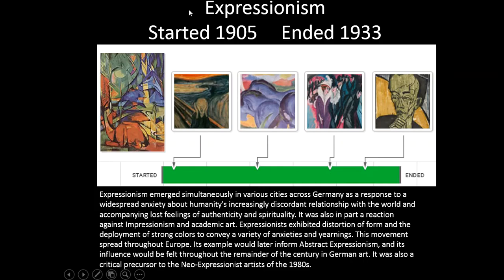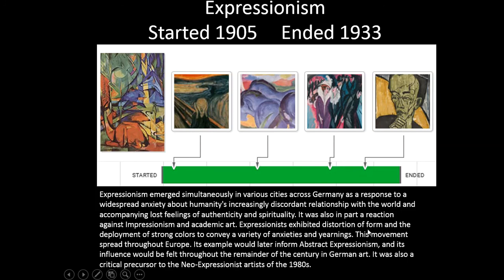Our next period of modernism is Expressionism. It started in about 1905 and ended around 1933. Expressionism emerged simultaneously in various cities across Germany as a response to a widespread anxiety about humanity's increasingly discordant relationship with the world and accompanying lost feelings of authenticity and spirituality. It was also in part a reaction against Impressionism and academic art.